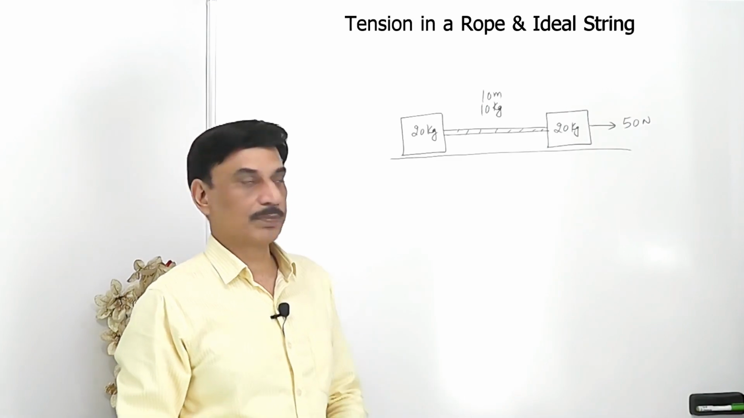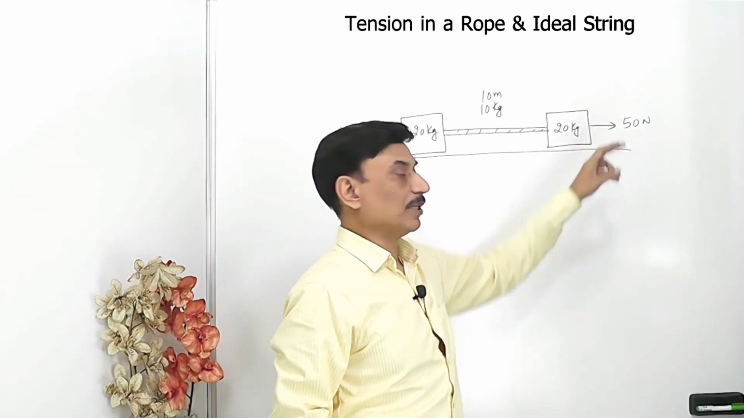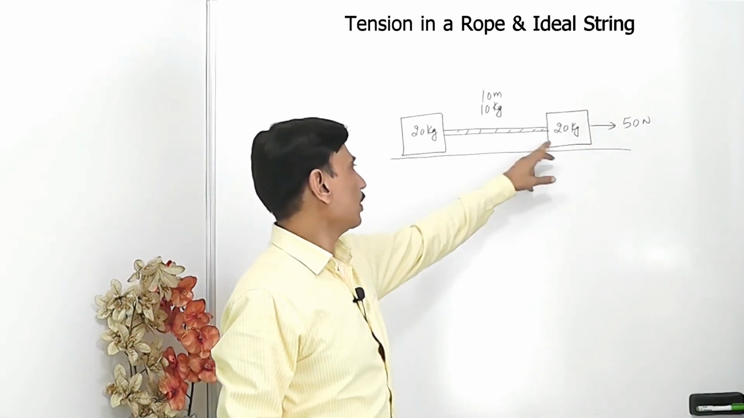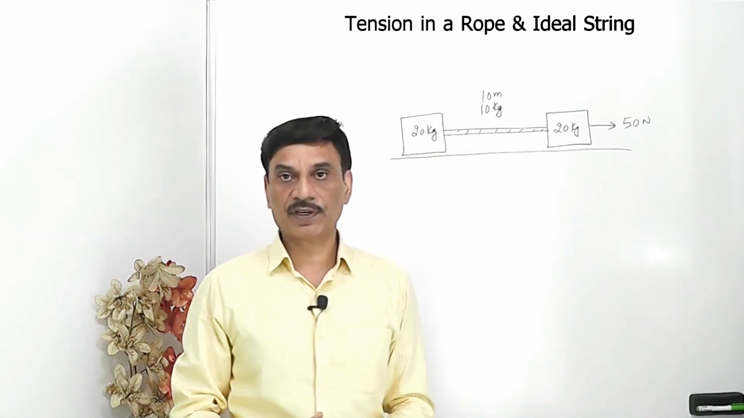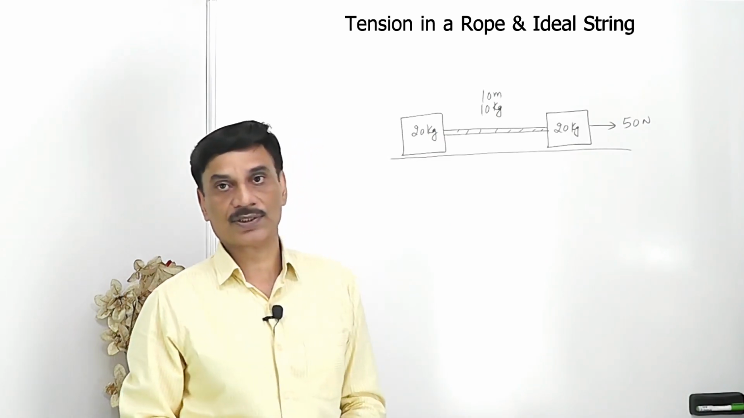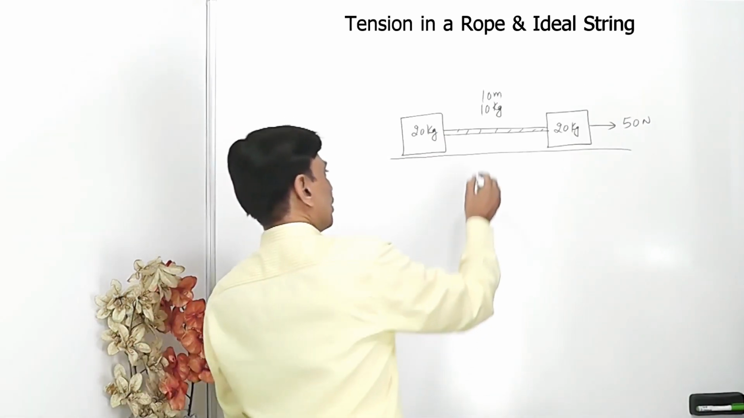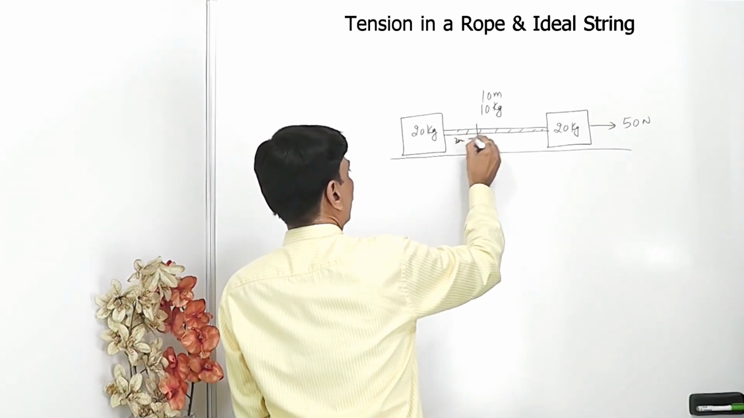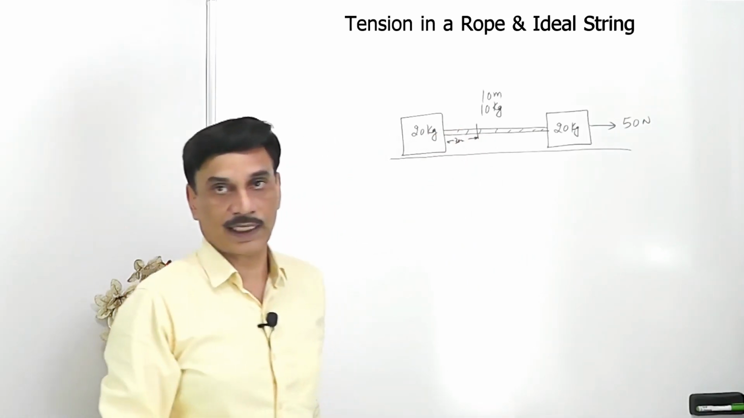Now in a similar example, let's say we have 50 Newton force being applied this way. Two blocks of 20 kg lying on a horizontal frictionless surface are connected by a rope whose length is 10 meter, the mass is 10 kg. What is the tension at a length 3 meter from this block? So that is the question.